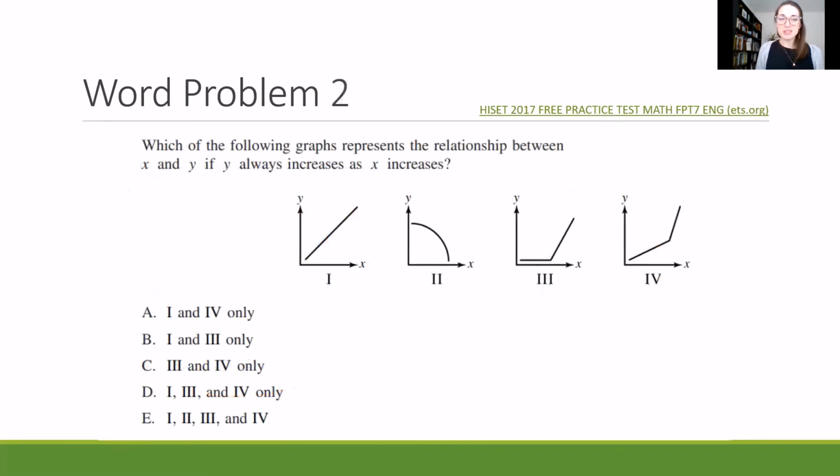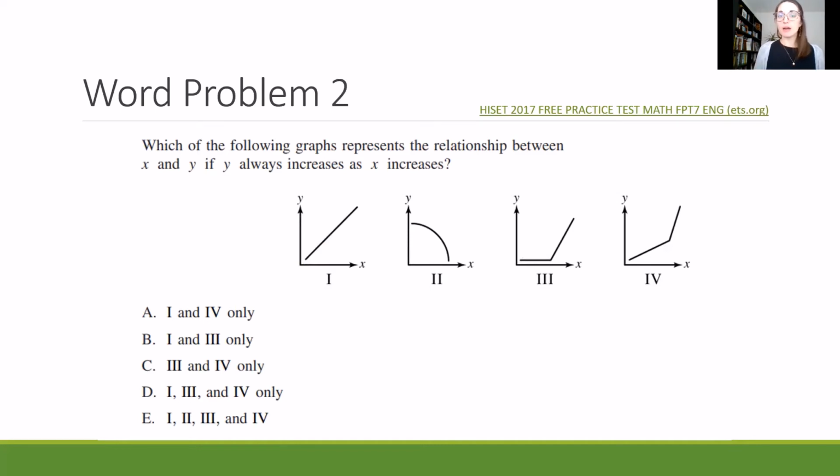For word problem 2, it says, which of the following graphs represents the relationship between x and y if y always increases as x increases? So if we look at graphs, we know that there's always a y-axis and an x-axis. The y goes vertically, the x goes horizontally. So if you think about it, the y, every time it gets higher, is getting bigger. And for the x, every time it gets closer to that right side, it's getting bigger.